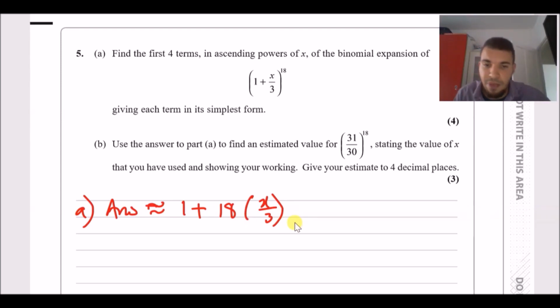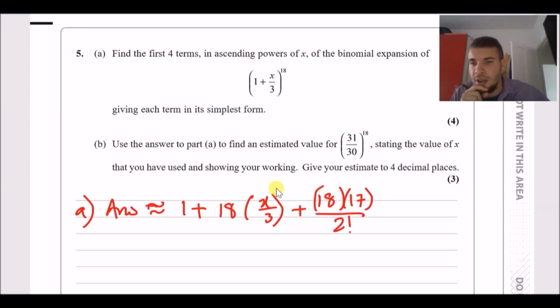Now for the next term, it's the same thing. We use the same number, 18, and we go 1 back. So subtract 1 from 18 is 17. I can put them in a bracket. And because there's 2 terms here, over 2 factorial. And we copy the x over 3. So if this was power 1, this is going to be power of 2. And that's it. Now we've got 1, 2, 3 terms.